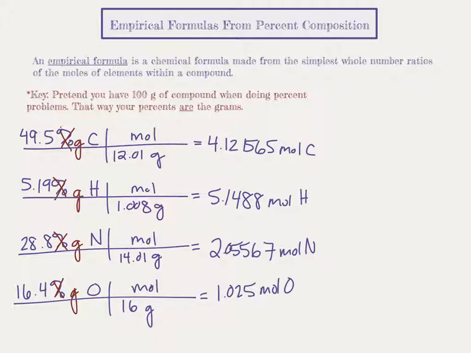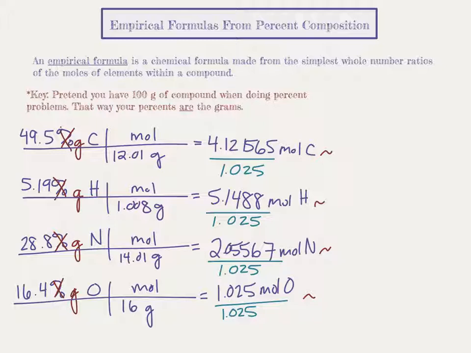Okay, now I don't know about you guys, but these numbers do not look like whole numbers to me. The way we find our simplest whole number ratio is by literally making ratios out of these moles. I'm going to divide all of my moles by my smallest number of moles in an attempt to try and get some whole numbers. My smallest number in this case is the oxygen number, the 1.025.